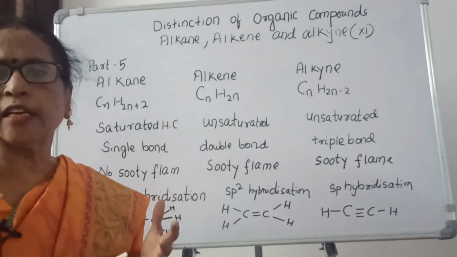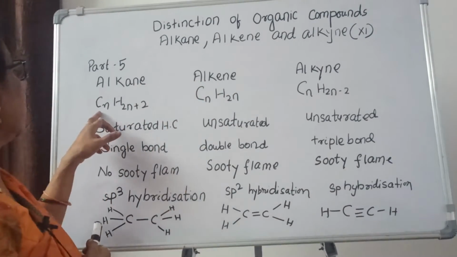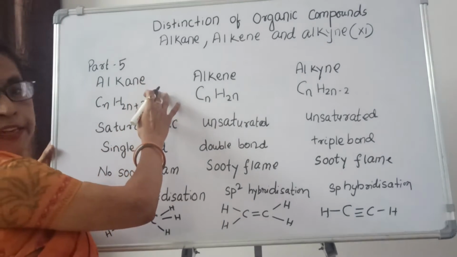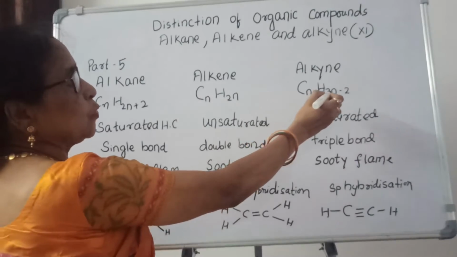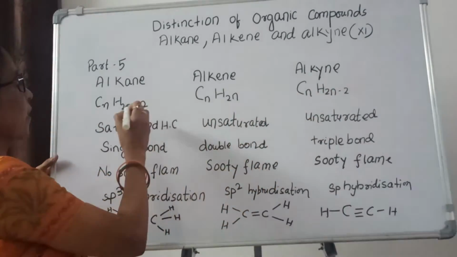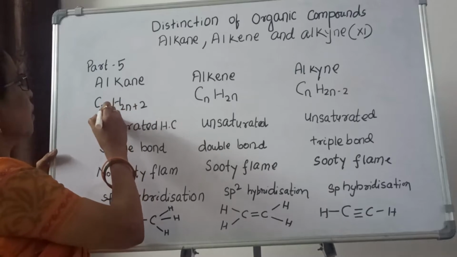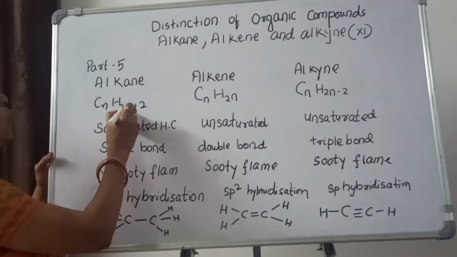Then what is the general formula of alkane, alkene, alkyne? CnH2n+2 is for alkane, CnH2n is alkene, and CnH2n-2 is alkyne. What is n? n is the number of carbon, and H is the number of hydrogen, 2n.